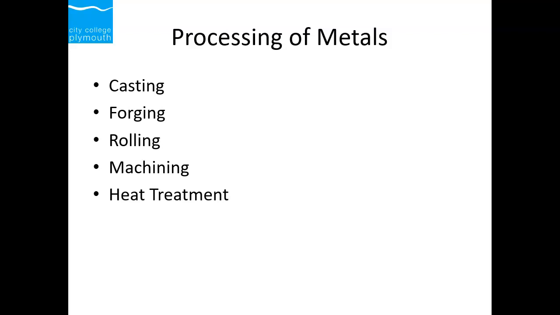Now these processes have an effect on the microstructure of the material. If the basic microstructure of the material changes, the material properties will change. For example, strength will change, hardness value will change, ductility will change, and so on.